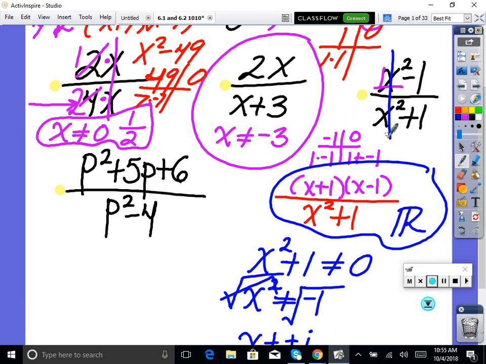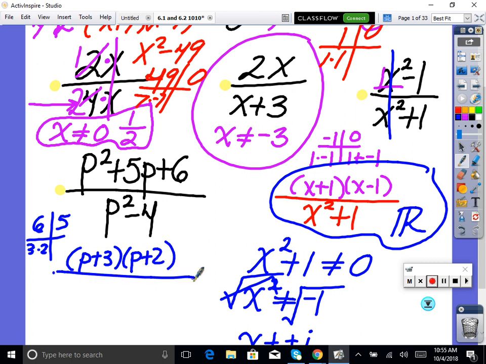Okay. Back to here. So how do we simplify? Back to the top. What multiplies to be 6 and adds up to be 5? 3 times 2, I quick factor. So on top I have p plus 3 and p plus 2. Now on bottom, I factor the bottom. What multiplies to be negative 4 and adds up to be 0? 2 times negative 2. So the bottom quick factor is p plus 2, p minus 2.